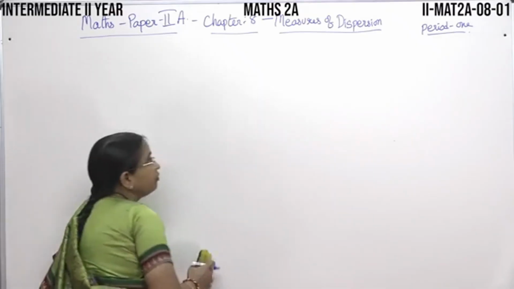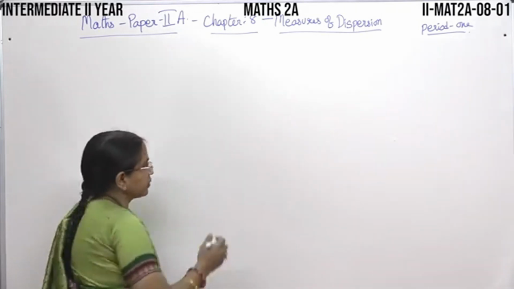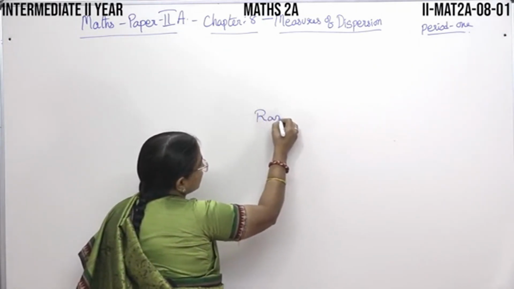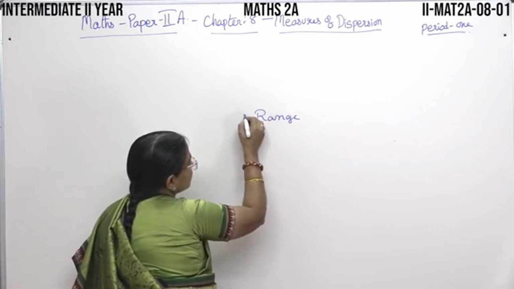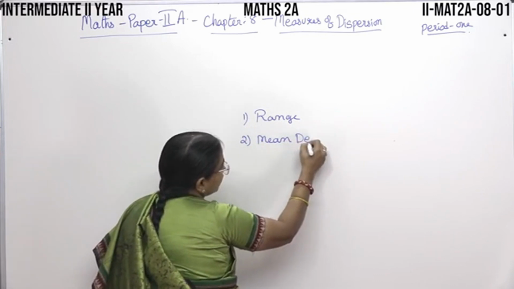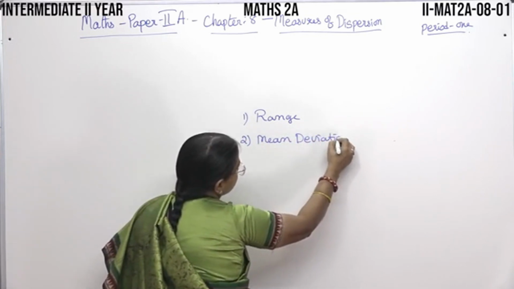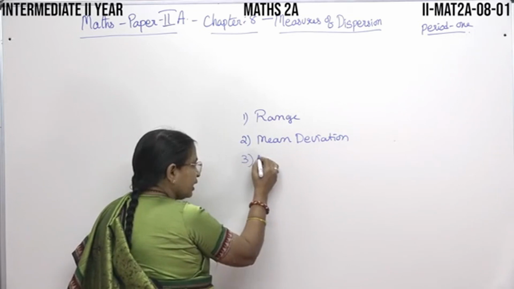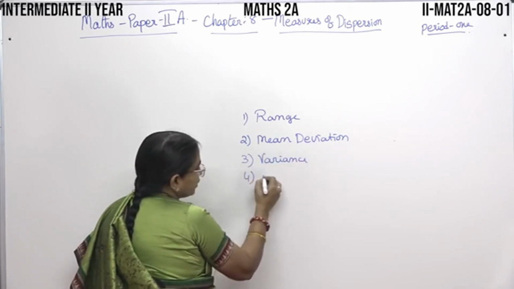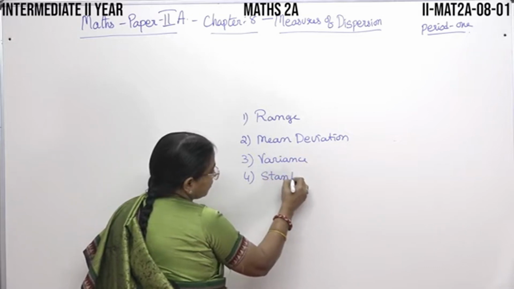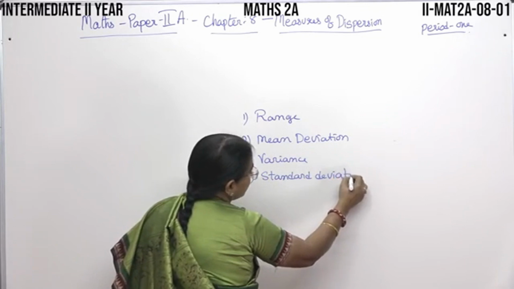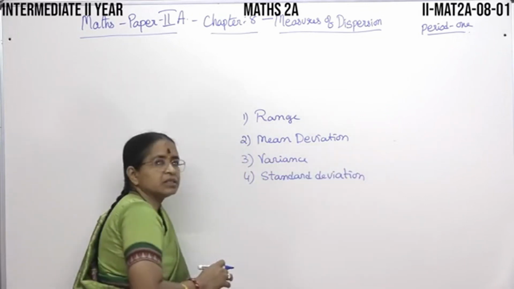To get the desired value, we need measures of dispersion. In measures of dispersion, we have these measures: the first one is range, the second one is mean deviation, the third one is variance, and the fourth one is standard deviation. There are many more, but you have only these four in your syllabus.